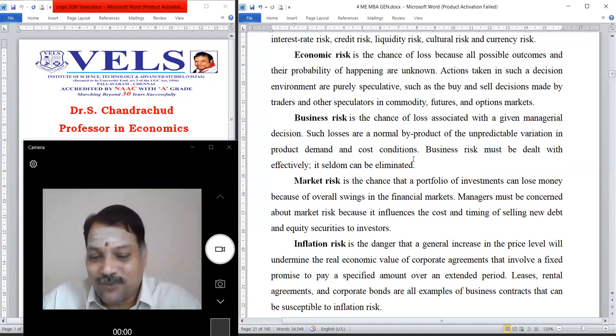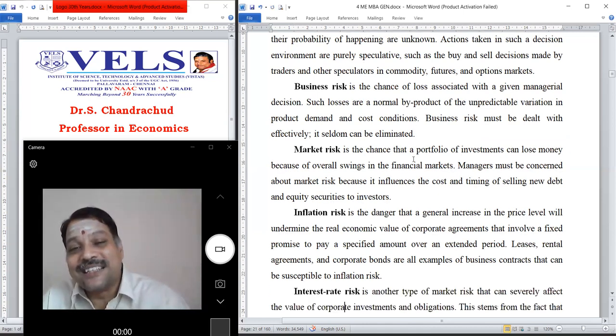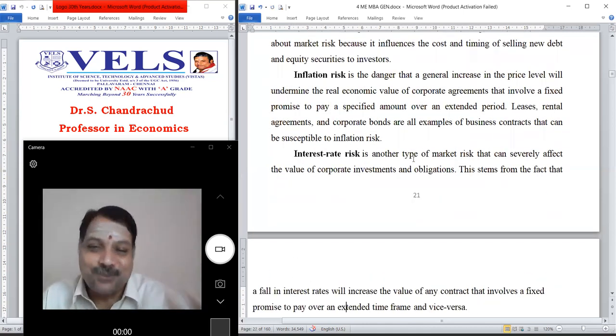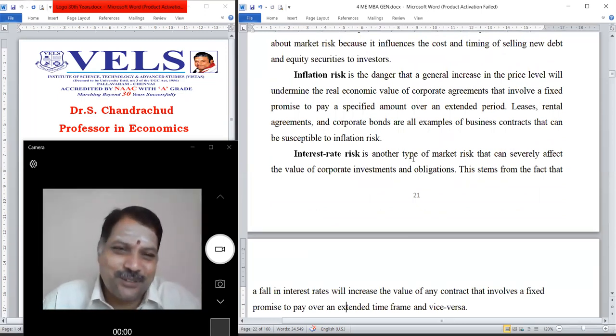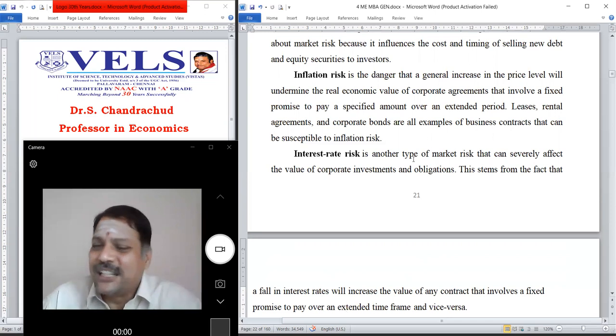The fourth risk is inflation risk. This particular risk is very dangerous because there is a general price increase in the price level, which is undetermined. It is a real economic value in the actual corporate world.